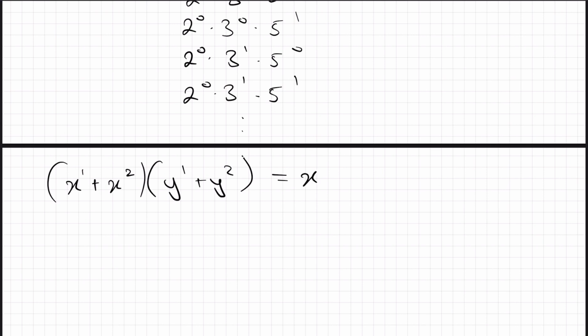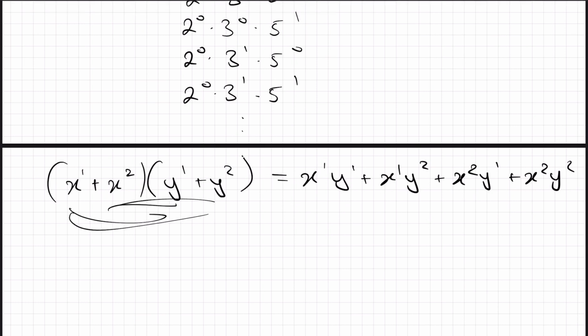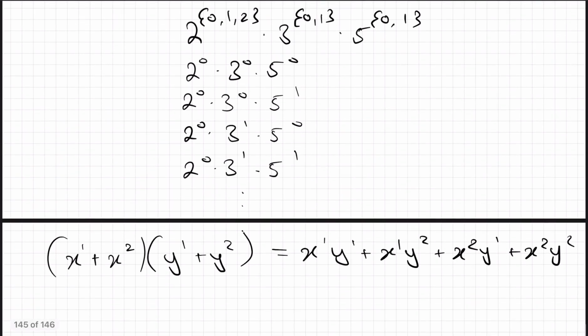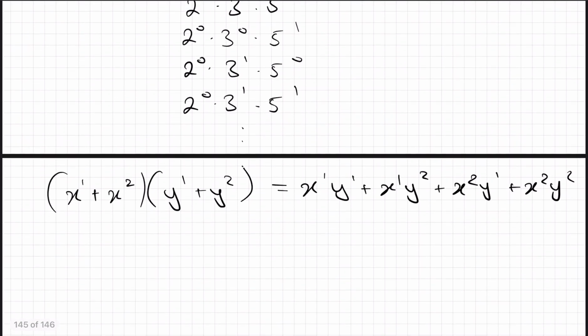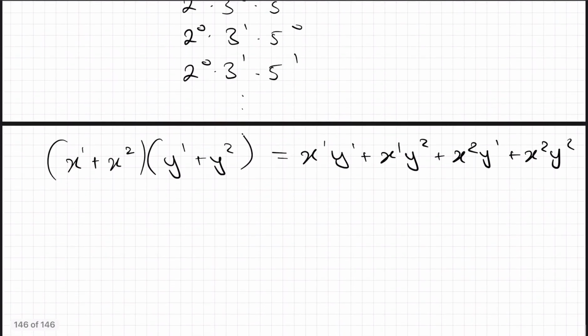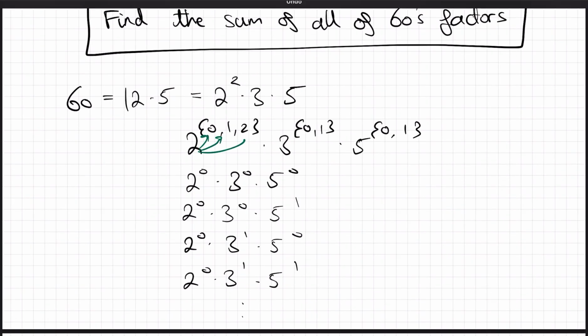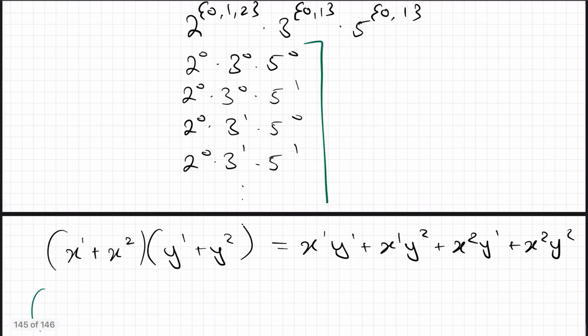So we can get x to the 1 times y to the 1 plus x to the 1 y to the 2 plus x to the 2 y to the 1 plus x to the 2 y to the 2. So you can see this gives us every single possible combination within these brackets, because that's inherently how you FOIL out brackets. And this relates to generating functions, which I'll make a video on in the future. But what I'm trying to show you guys is if we set up the brackets so that they have these factors going up like so in each bracket, then when we expand it, we're going to end up with all of the factors of 60.